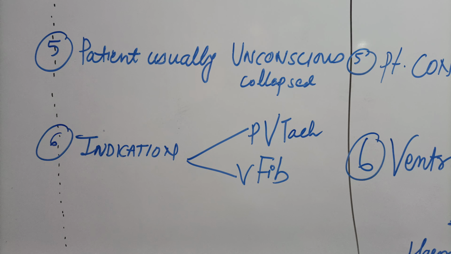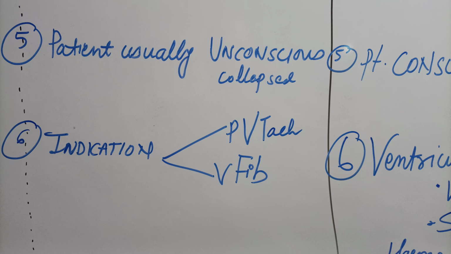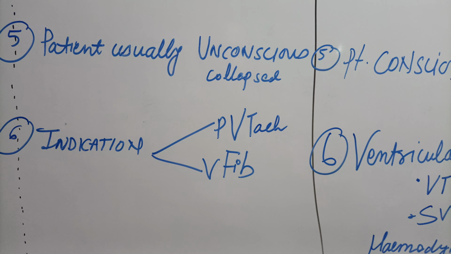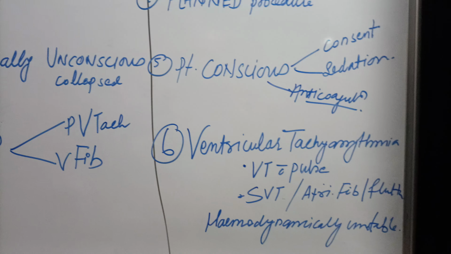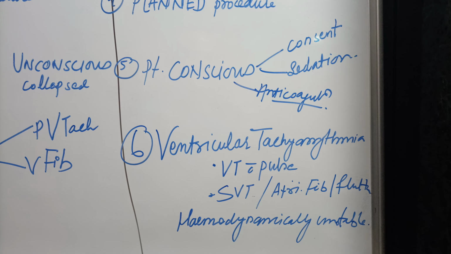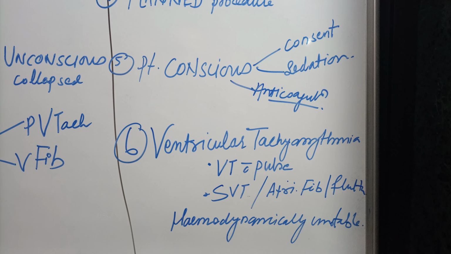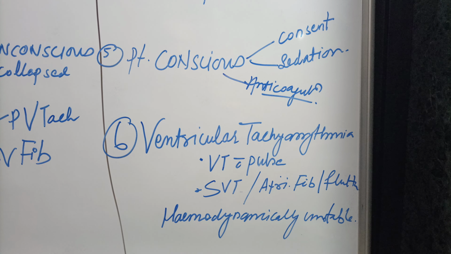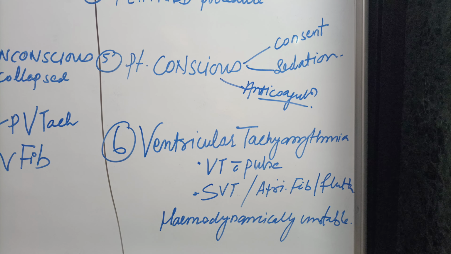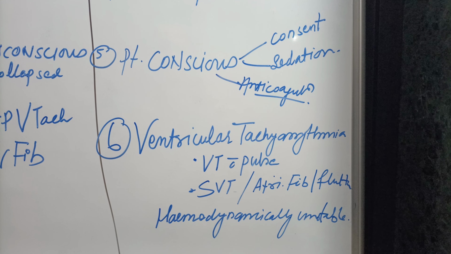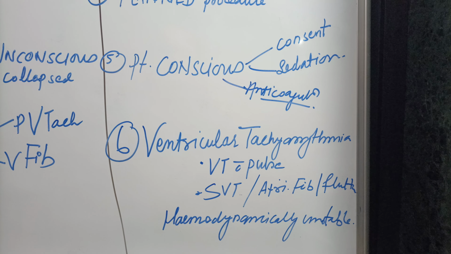And the indications for defibrillation are pulseless VTAC and ventricular fibrillation, whereas the indications for cardioversion are ventricular tachyarrhythmia, like VT with pulse, supraventricular tachycardia, atrial fibrillation, atrial flutter, and the patient is hemodynamically unstable.